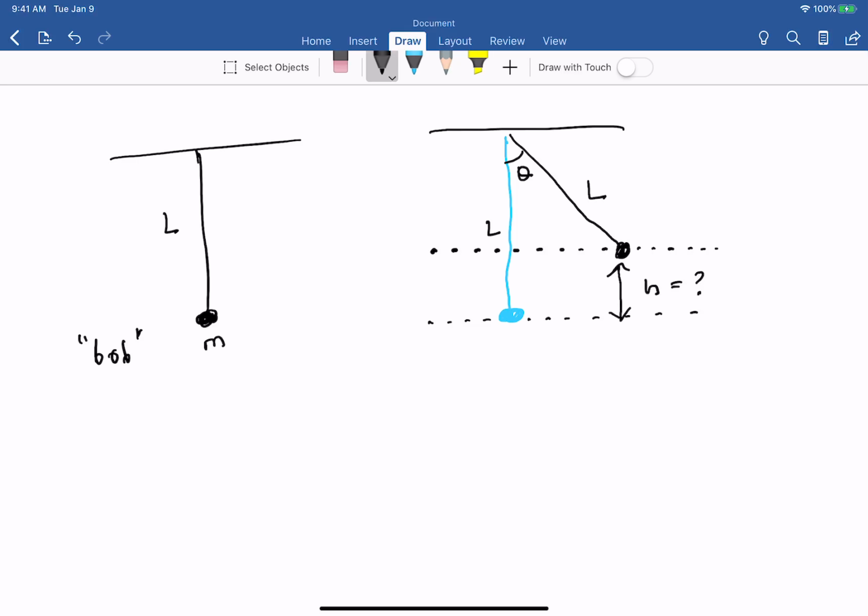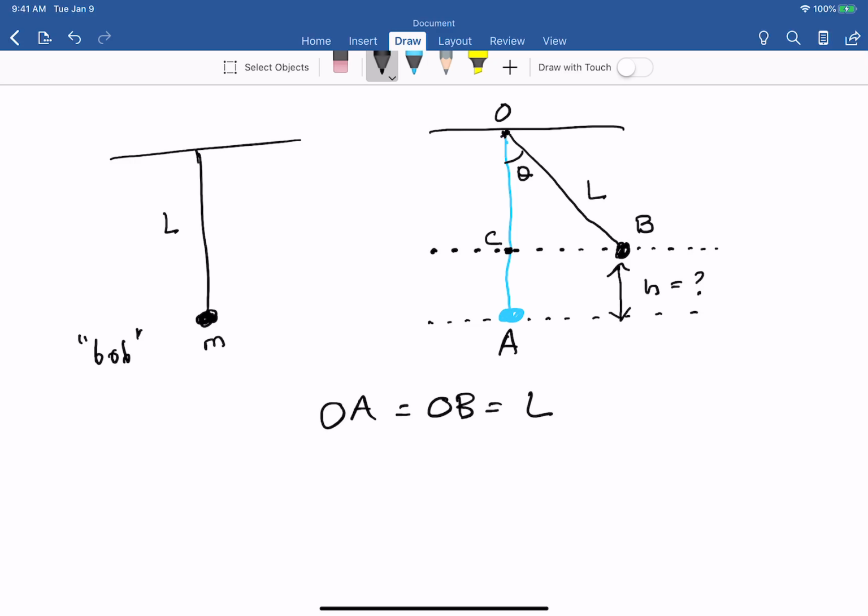So let me name some points so it's easy for us to refer to them. Let's call the point where the pendulum is suspended O. Let's call this point A. Let's call this point B. And let's call this point C. This point right here is C. So OA is obviously L. OB is L. When I say OA, I mean the measure of the line segment from O to A. So OA is equal to OB equal to L, right?